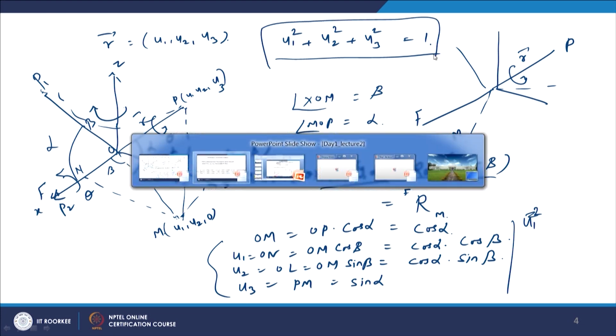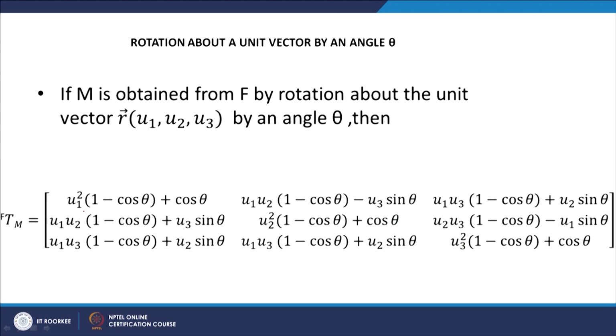So, with this substitution we will be able to get this expression which can be easily verified. So, the rotation matrix is given by U1 square into 1 minus cos theta plus cos theta, U1 U2 into 1 minus cos theta minus U3 sin theta etc. So, we will note that the sign of this one here you can see that it is symmetric with respect to these terms U1 U2 into 1 minus cos theta, here also it is like this, and U1 U3 is coming here.